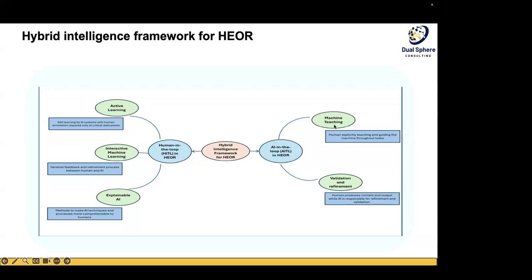Now, AI in the loop. Machine learning: human explicitly teaching and guiding the machine, and AI is in the loop. Validation and refinement: human produces content and output, while AI is responsible for refinement and validation. Okay.